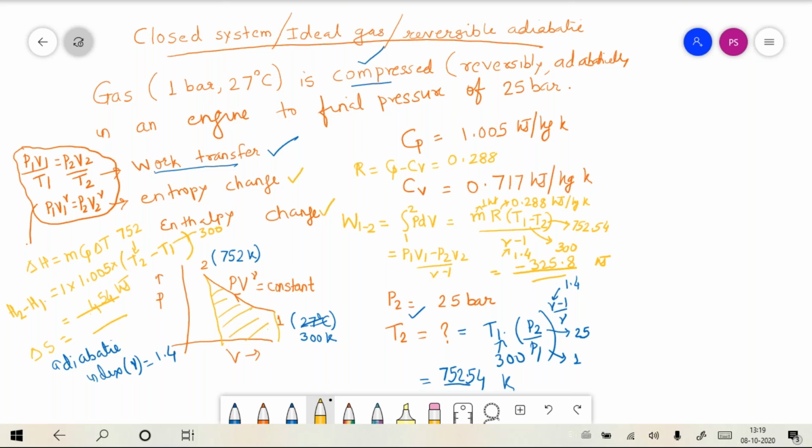So the solution of this problem is: work transfer is minus 325 kilojoules, the enthalpy change is around 454 kilojoules, and the entropy change is 0. These are the answers. I hope it is clear to you. What kind of system did we consider? We considered a closed system. And what was the process the gas was undergoing? The process was a reversible adiabatic process. Okay, so let me erase this problem and go to the next concept.